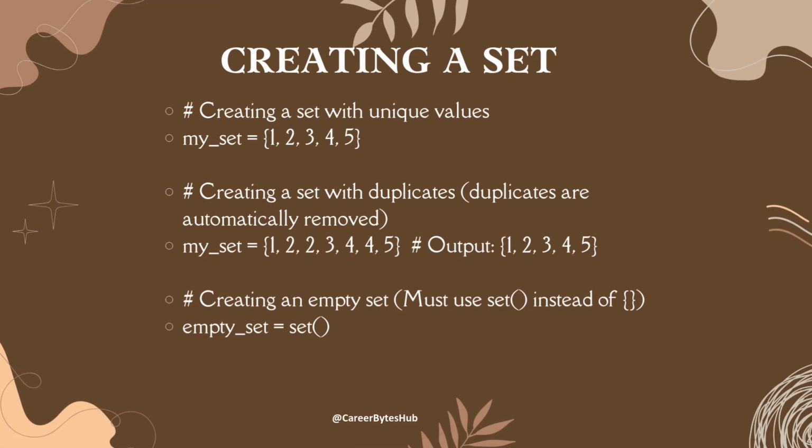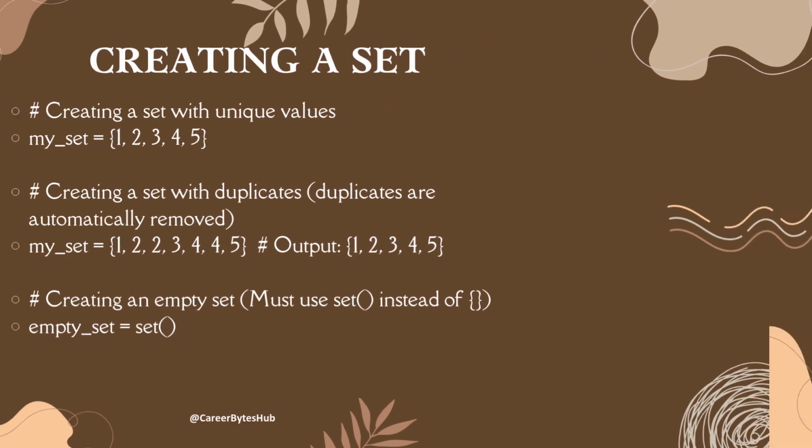Now, let's see how to create sets in Python. To create a set, you can use curly braces, and place elements inside them. If duplicate values are provided, Python automatically removes them, ensuring all elements are unique. However, to create an empty set, you must use the set function because using curly braces alone creates an empty dictionary.